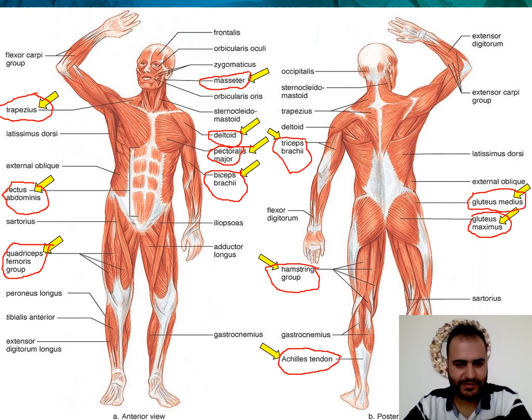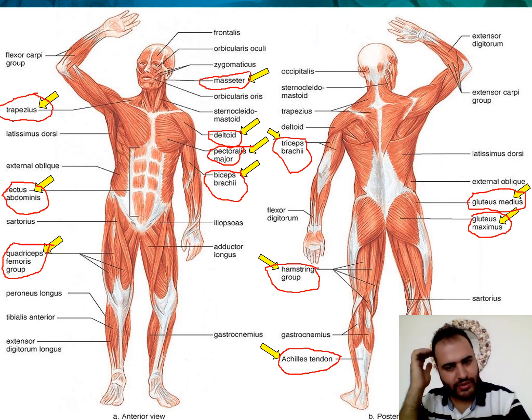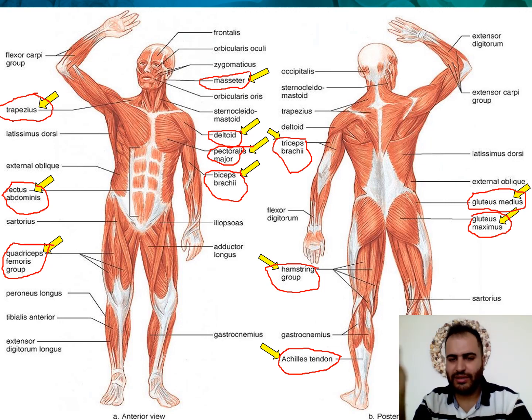So you have to memorize these. Take your time in studying them. You can write them on your notebook. You can get a drawing and label them. It's up to you.